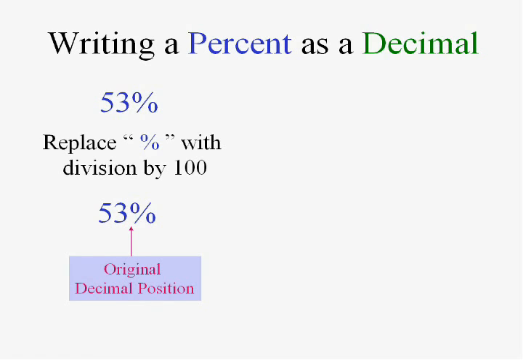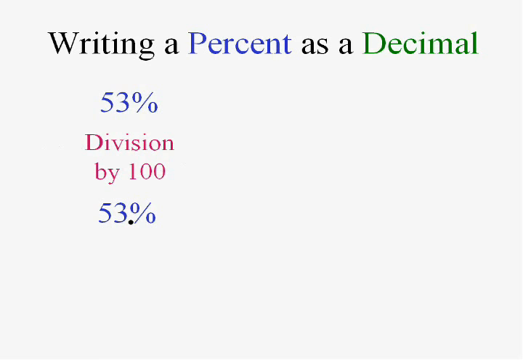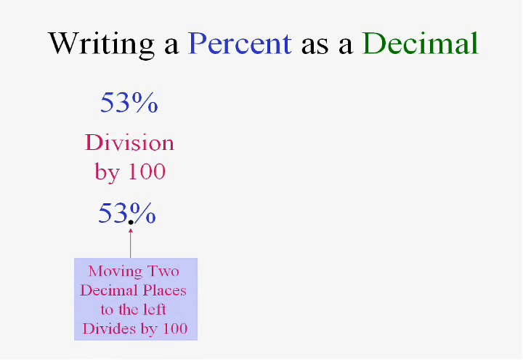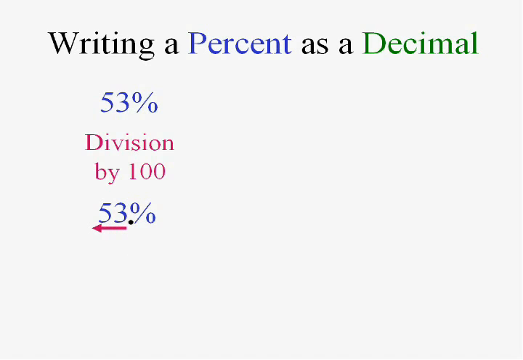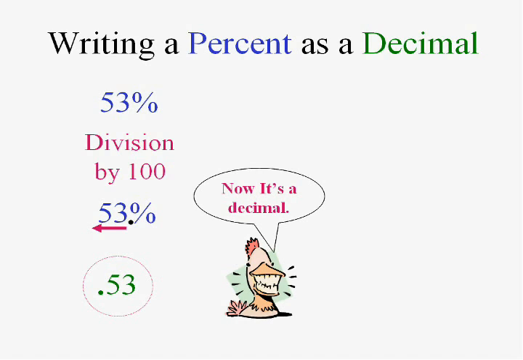Recall that when there isn't a decimal place, it's at the end. And when we divide by 100, we move the decimal place to the left 2 places: 1 place for 10, 2 places for 100. And we'll get 53 100ths. Makes sense, doesn't it? 53% is 53 100ths. Now it's a decimal.